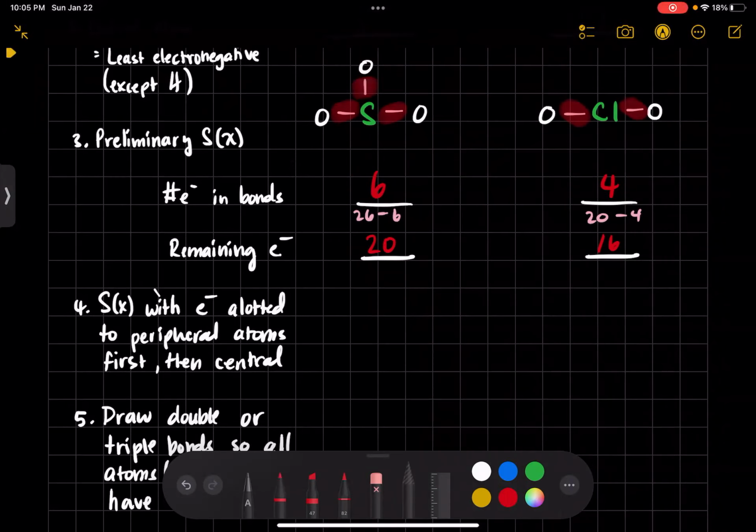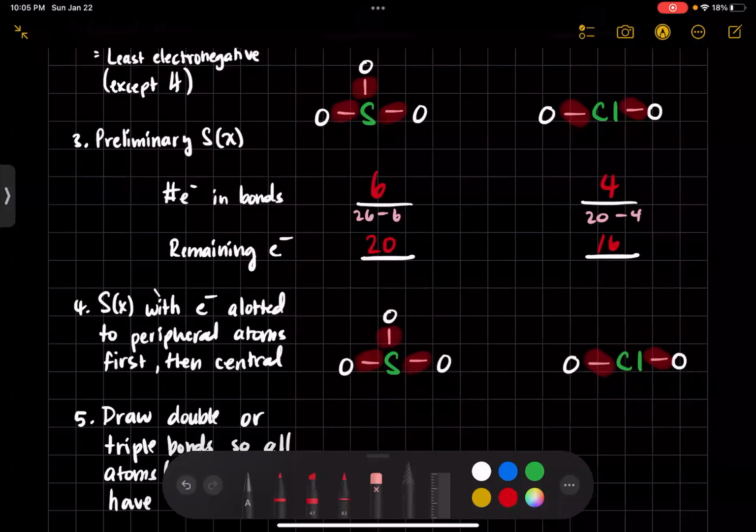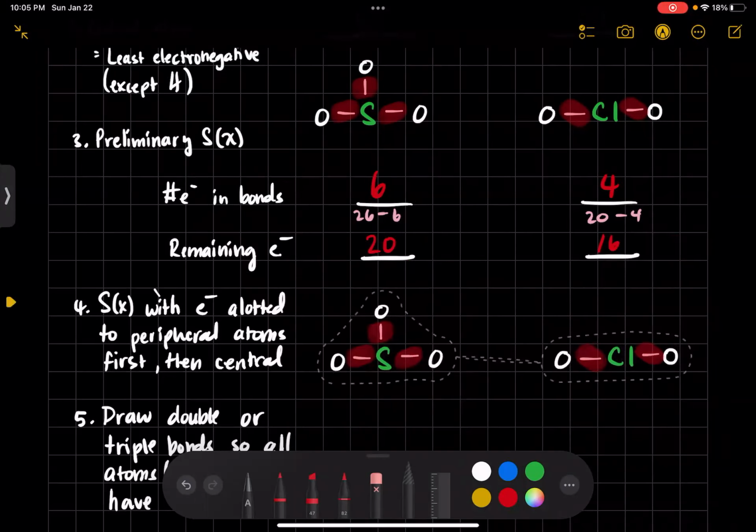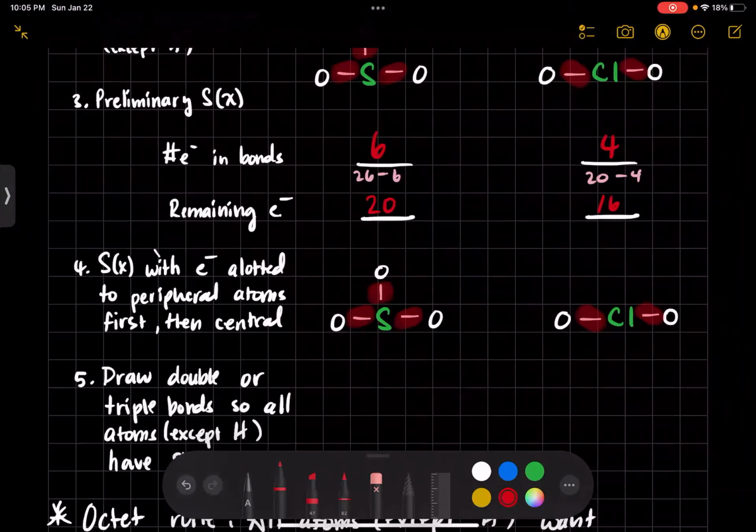Let's copy these and bring them down. And now I'm going to give the peripheral atoms electrons until they have 8. So I have 3 oxygens here, and I have 20 electrons left to give. Each oxygen has 2 electrons here. Notice that it's just oxygens with single bonds, so they're equivalent. And so each of these needs 6 more electrons, so it has a total of 8. I'm just going to give all 3 of them 6 each.